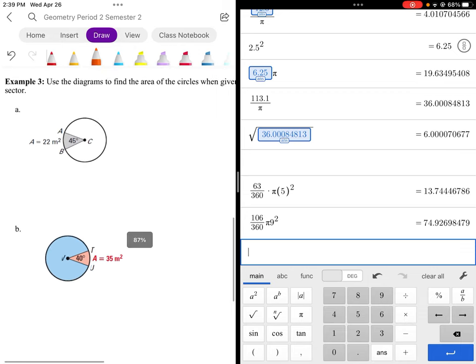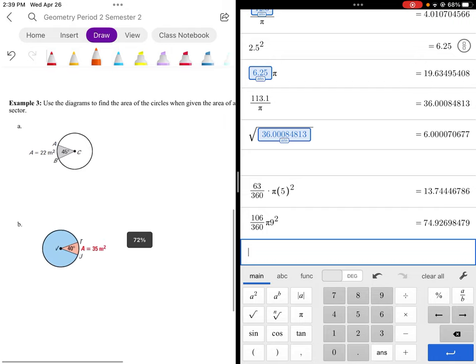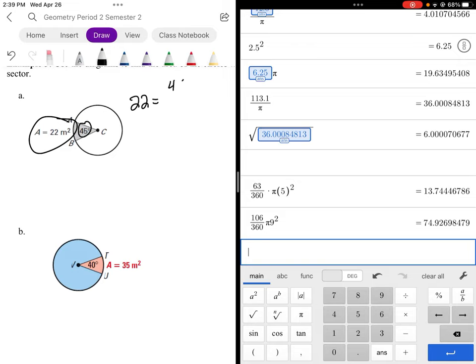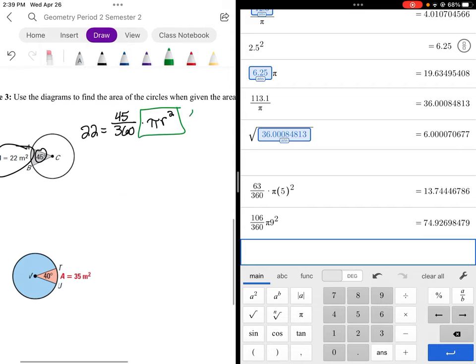Awesome. Okay, so our next one, we're going to use the diagrams to find the area of the circles given the area of a sector. All right, so when we do that, the area of a sector formula, so we know what it is, it's 22 meters squared, is going to be equal to the fraction of the circle we're working with over 360 times pi r squared. Now, this pi r squared, that is the area of the circle. So we just need to figure out what that part equals.